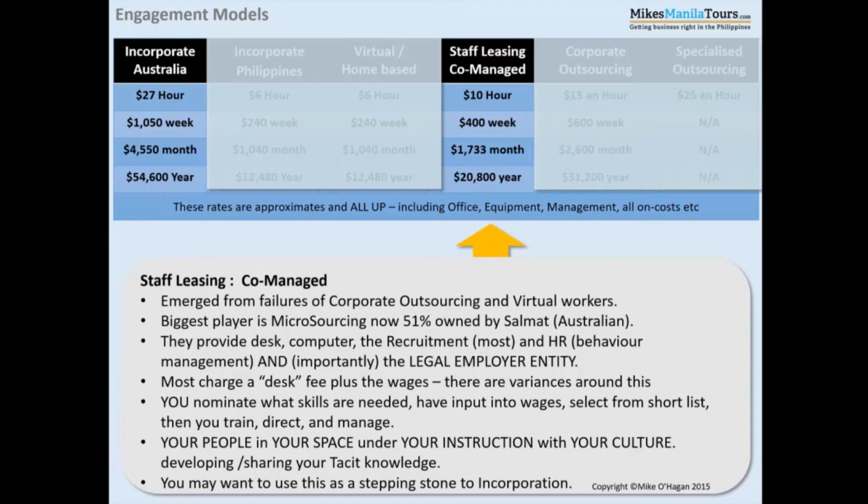You can do it by remote control. I've done it now by remote control. I did it myself. It can be done, and it's a great stepping stone to incorporation.